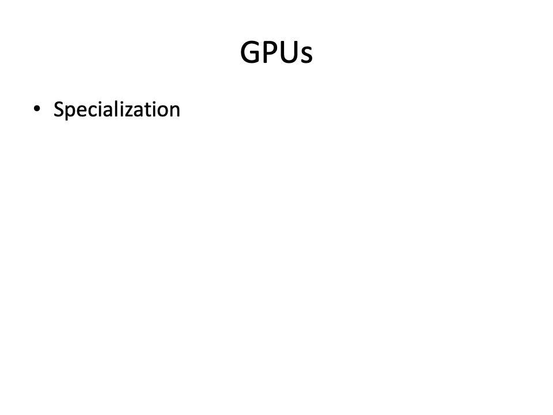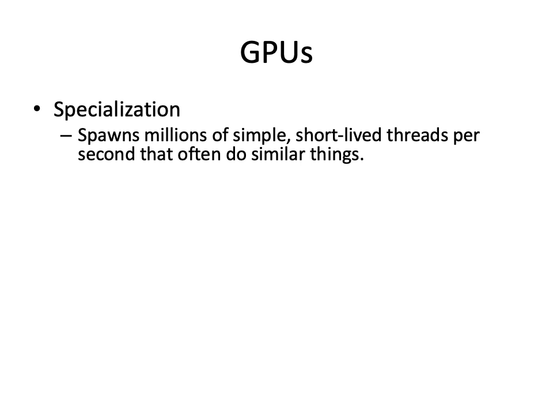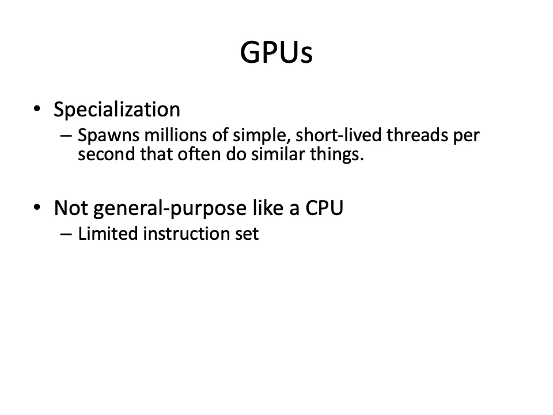Let's talk a little bit more about GPUs, graphics processing units. They're very specialized. They can spawn millions of simple, short-lived threads per second that can do really similar, simple things. Now, this is in contrast to a CPU. A CPU is designed to be able to do all kinds of things. A GPU has a limited instruction set relative to a CPU. A CPU can do all kinds of instructions. A GPU has a limited instruction set. It also has limited memory.